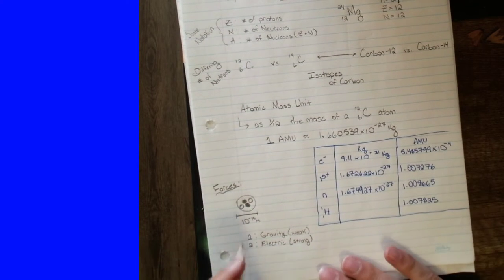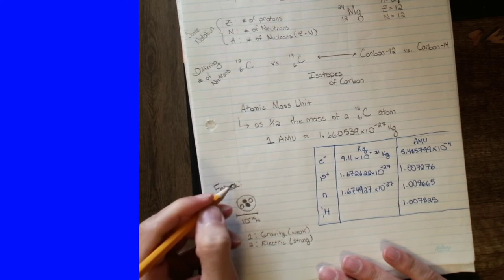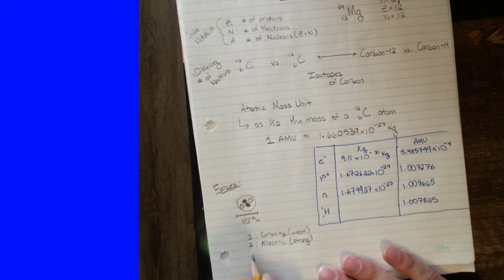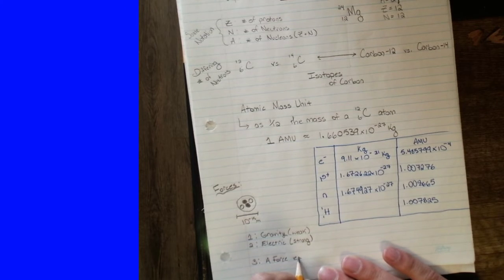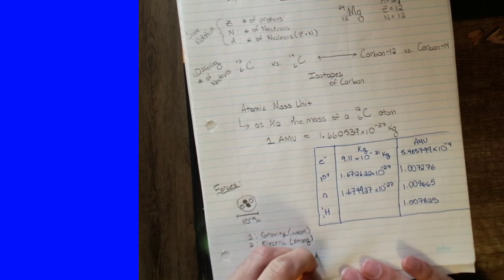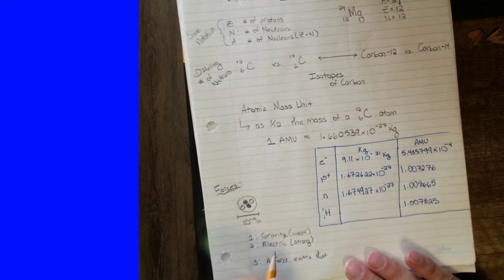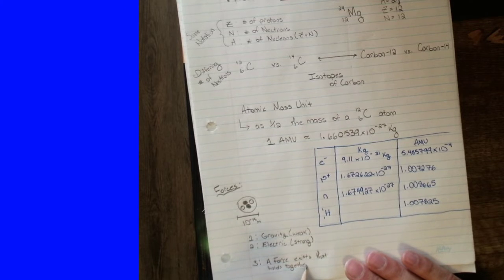There's something else here that physicists and scientists predicted would exist. At this point, there's really only 2 fundamental forces. We kind of group in magnetism with electric force. And so they came up with the idea that there must be a third force. A force exists that holds together the nucleus.